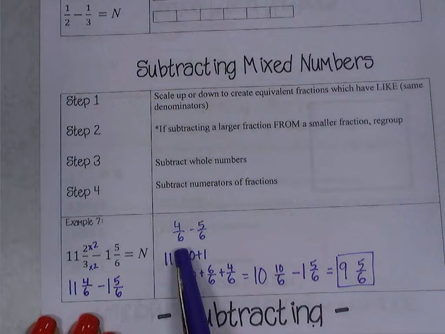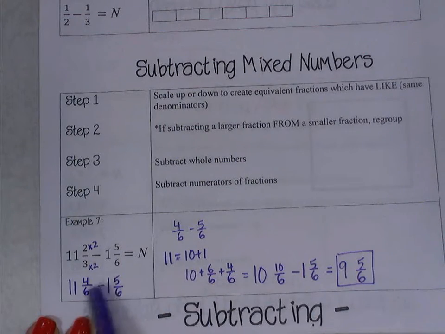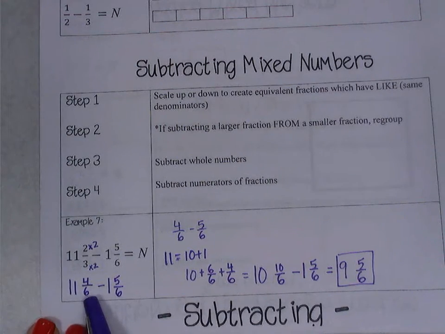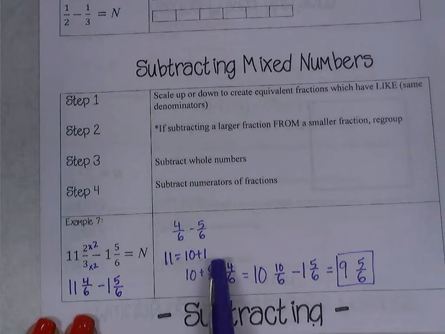We are actually going to borrow from the whole number piece of the 4/6. So remember, our problem here is 11 and 4/6. So we can borrow from this 11. What does that look like? I can take 11 and I can break it down to, it's just really 10 plus 1.